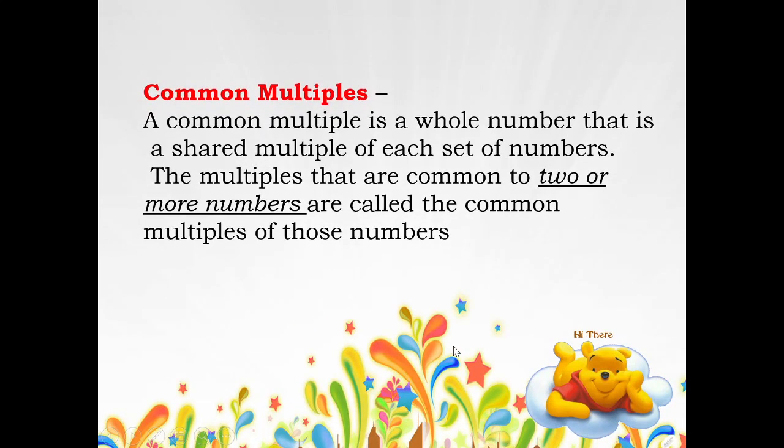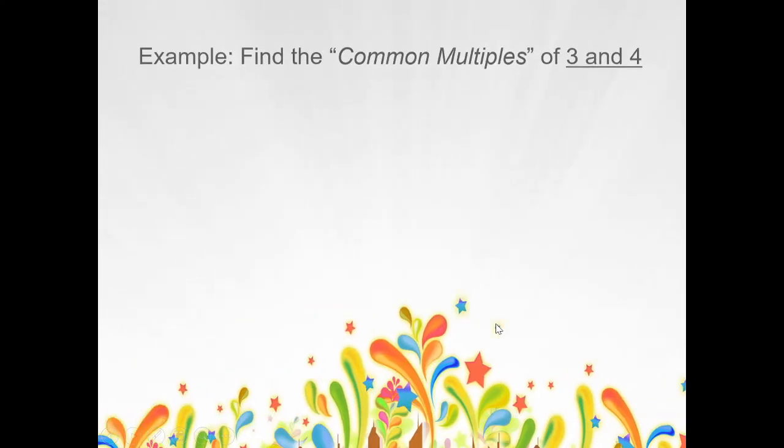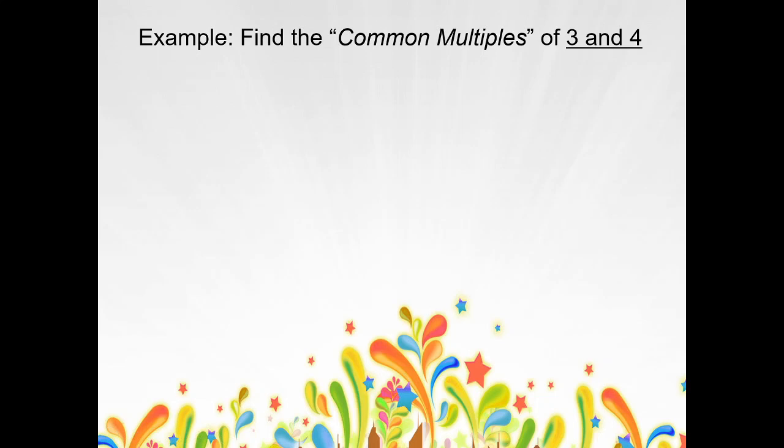Ano naman yung common multiples? So, pag sinabi natin common multiples, it is a whole number that is a shared multiple of each set of numbers. The multiples that are common to two or more numbers are called the common multiples of those numbers. Parehas lang ito ng common factors. Kung ano yung meron yung dalawang numbers. Okay? So, very simple din ito. So, example, find the common multiples of 3 and 4. I think this example 3 and 4, nasa module nyo siya. I-explain ko lang kung paano nakuha yung common multiples.